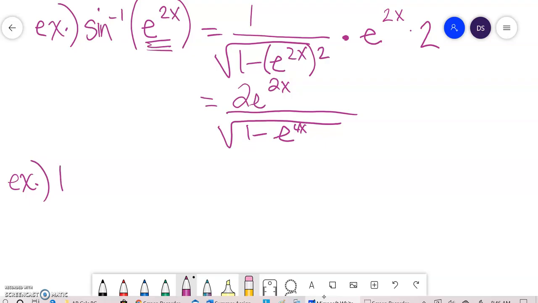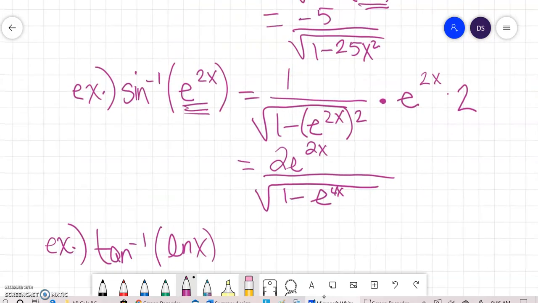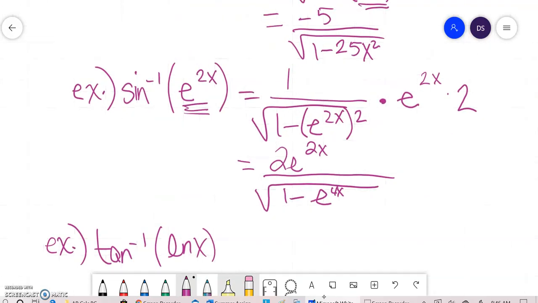So let's look at our last one, inverse tangent of, I don't know, let's say natural log of x. Oh, I didn't even show the derivative notation here. How bad is this? Let's fix this. I'm actually going to stop this video as soon as I fix this notation, and then pick up in the next video with a couple more examples, okay?